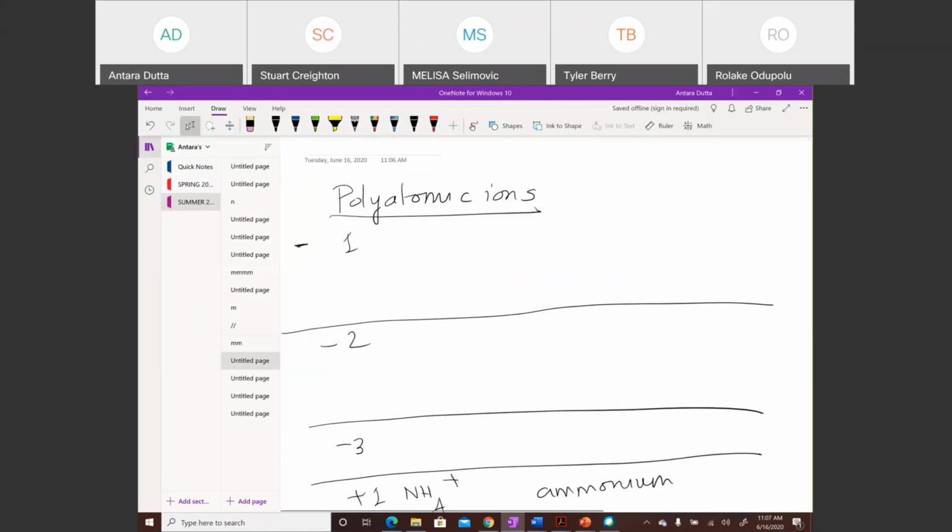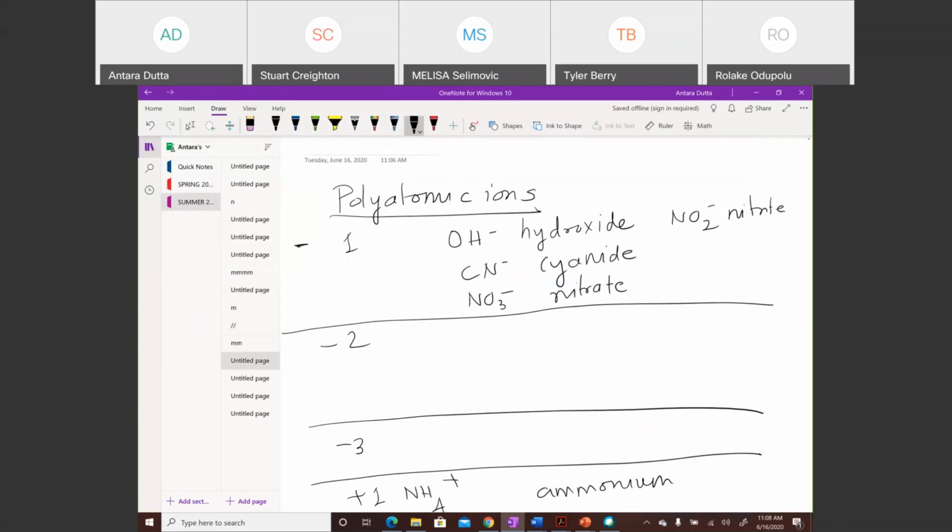So -1, you get OH minus, which is called hydroxide. Then you get CN minus, which is called cyanide. Then you have the nitrate, nitrite pair. Nitrate means higher oxygen, nitrite means lower number of oxygen. Then we have chlorate, ClO3 minus, and chlorite, ClO2 minus, just like nitrate, nitrite. Okay.